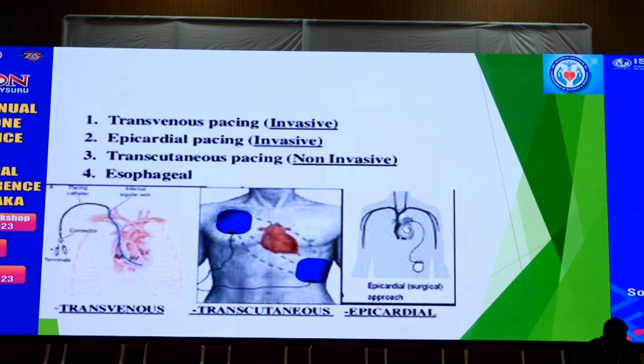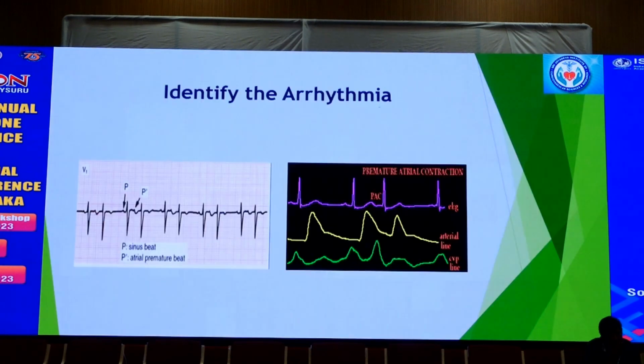So you have to place the paddles and change to the pacing mode so that you can transcutaneously pace the patient till the help arrives. Of course, the definitive pacing is transvenous, by pacing the RV. And we do use epicardial pacing in our cardiac surgery regularly.